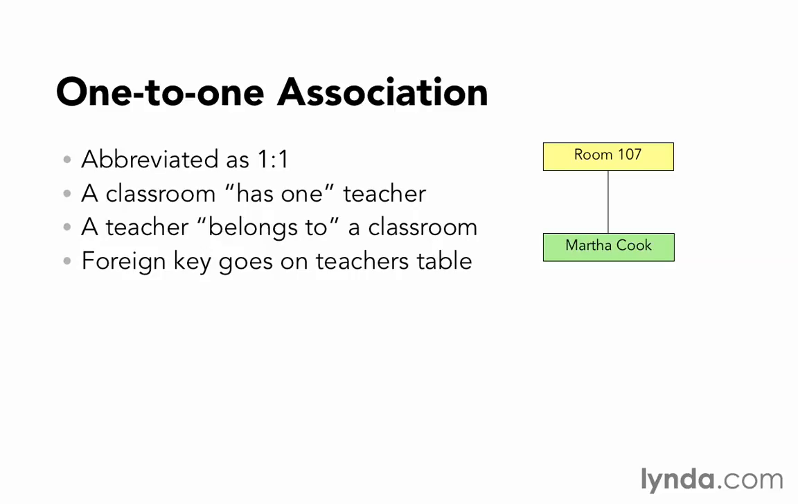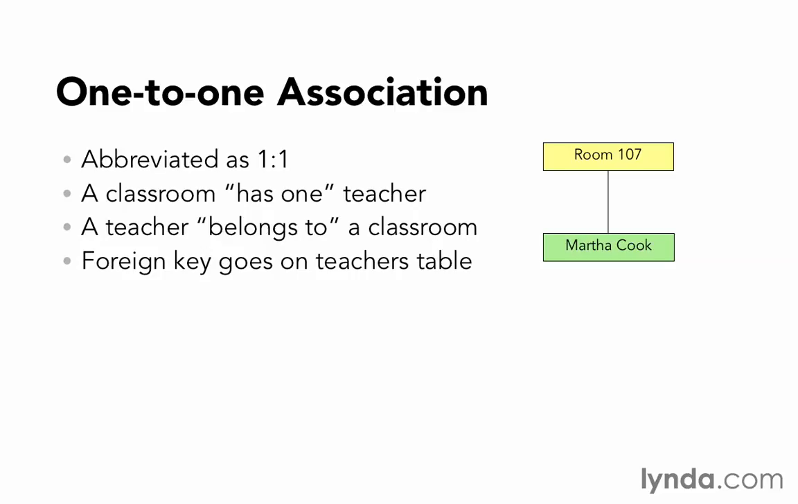Some of you might be wondering why we couldn't define this the other way around. Why couldn't we assign the classroom to the teacher? You could. It is a design choice that you make. In that case, the foreign key would need to go on the classrooms table. Then each teacher would have one classroom, and each classroom would belong to a teacher. To me, it makes more sense for the room to have a teacher instead of the other way around.